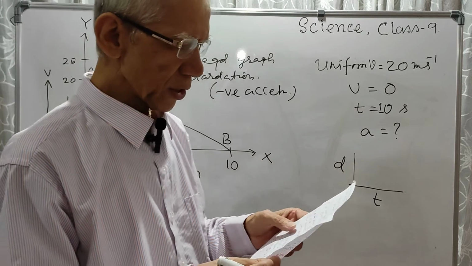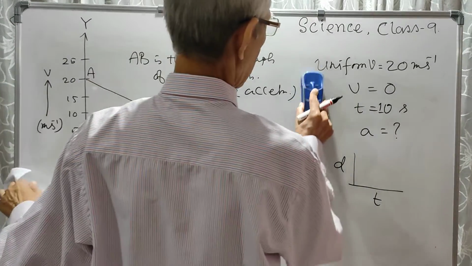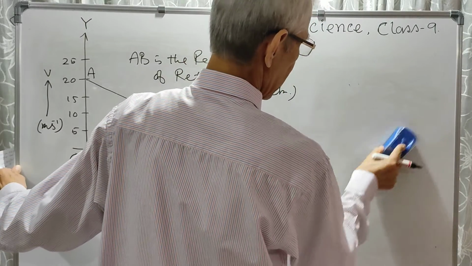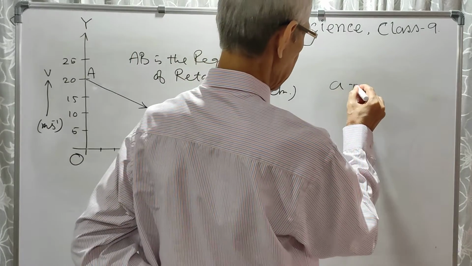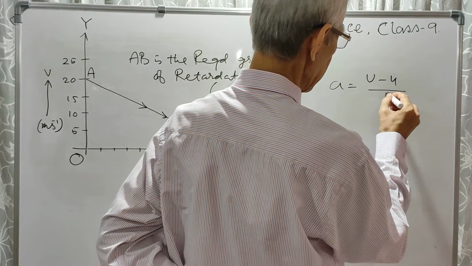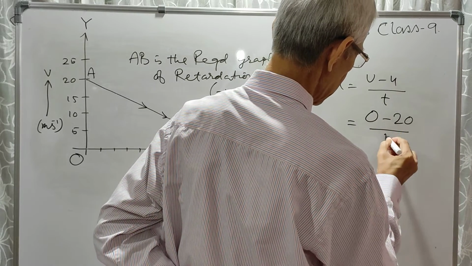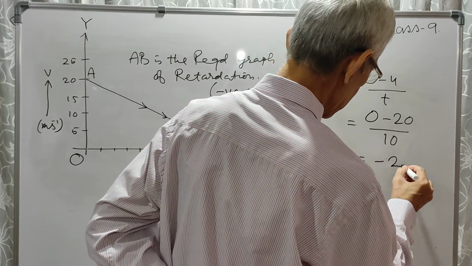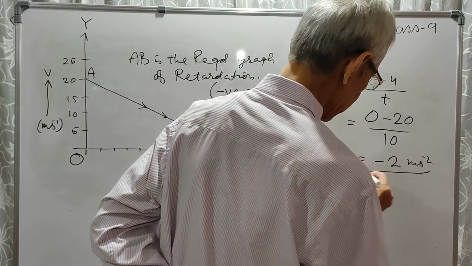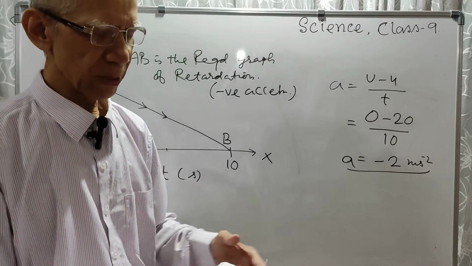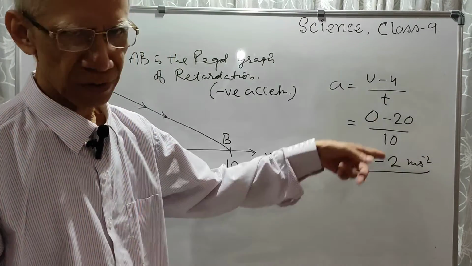Now next, find the acceleration. So what is the acceleration? If you use the formula, it is a equal to v minus u by t. Here v is 0 minus u, u is 20, t is 10. So what do you get? Minus 2. So a equals minus 2 meter per second square. This is the answer by calculation. But here the question is, find acceleration from the graph, not by calculation.